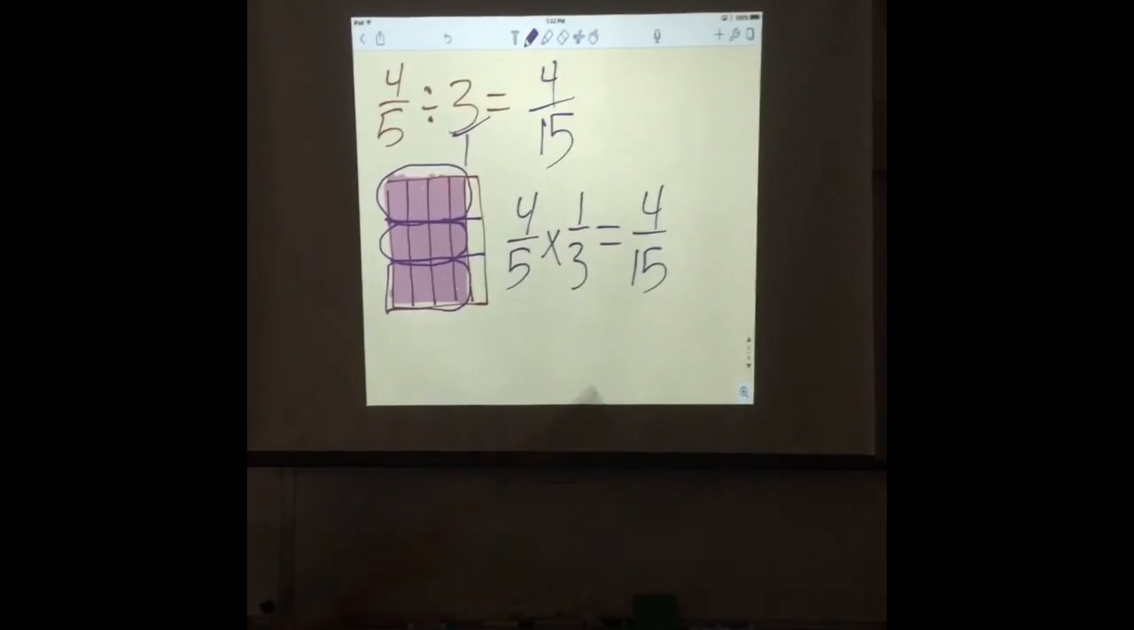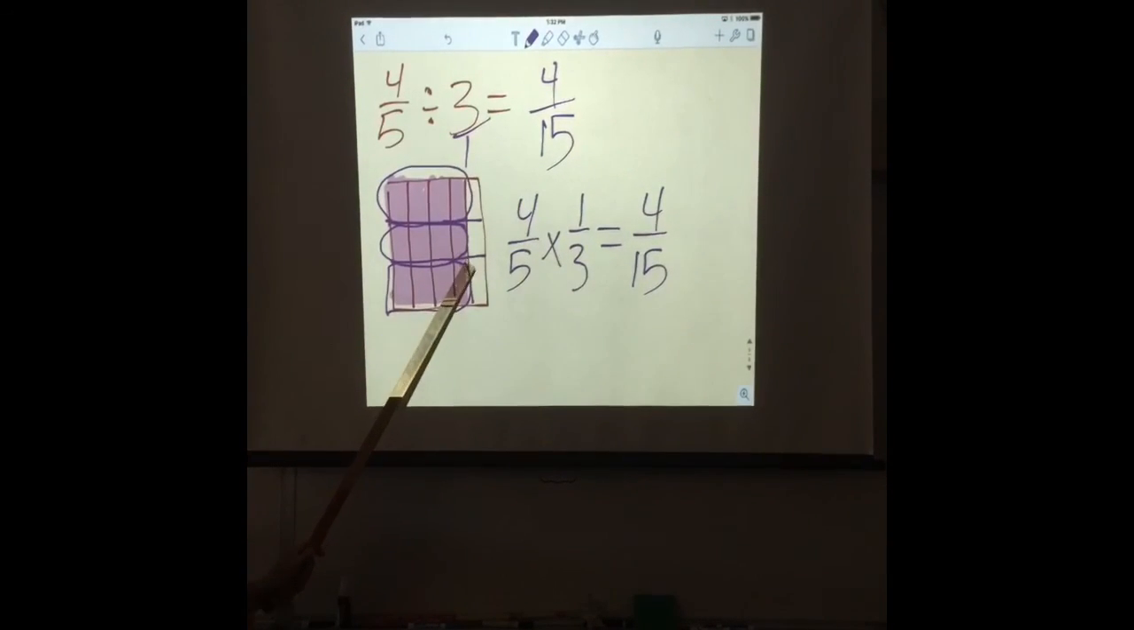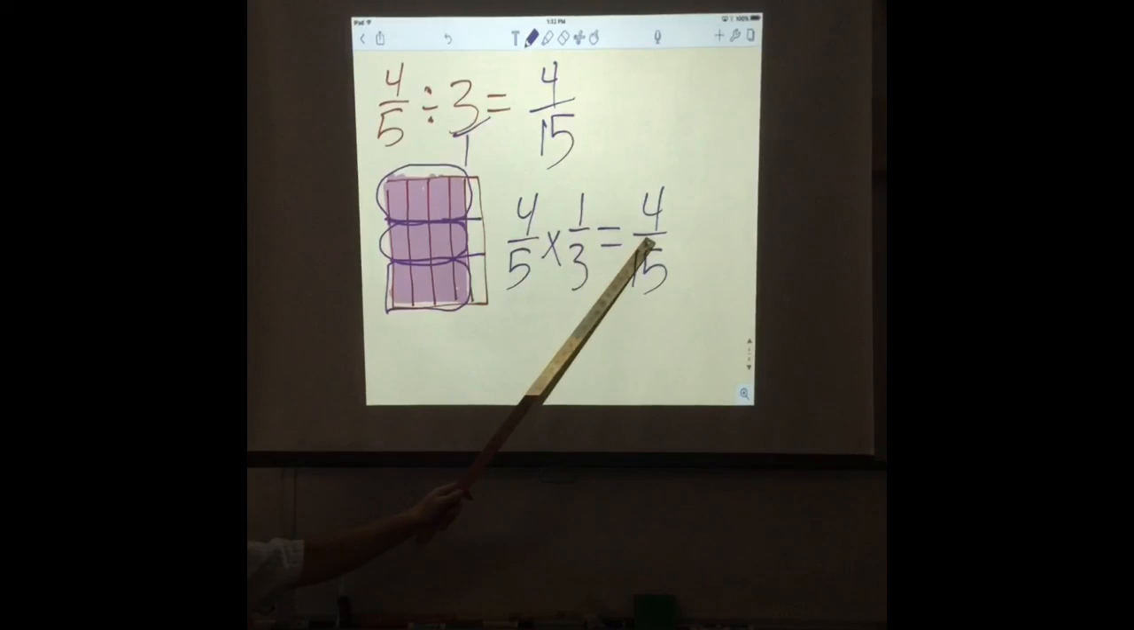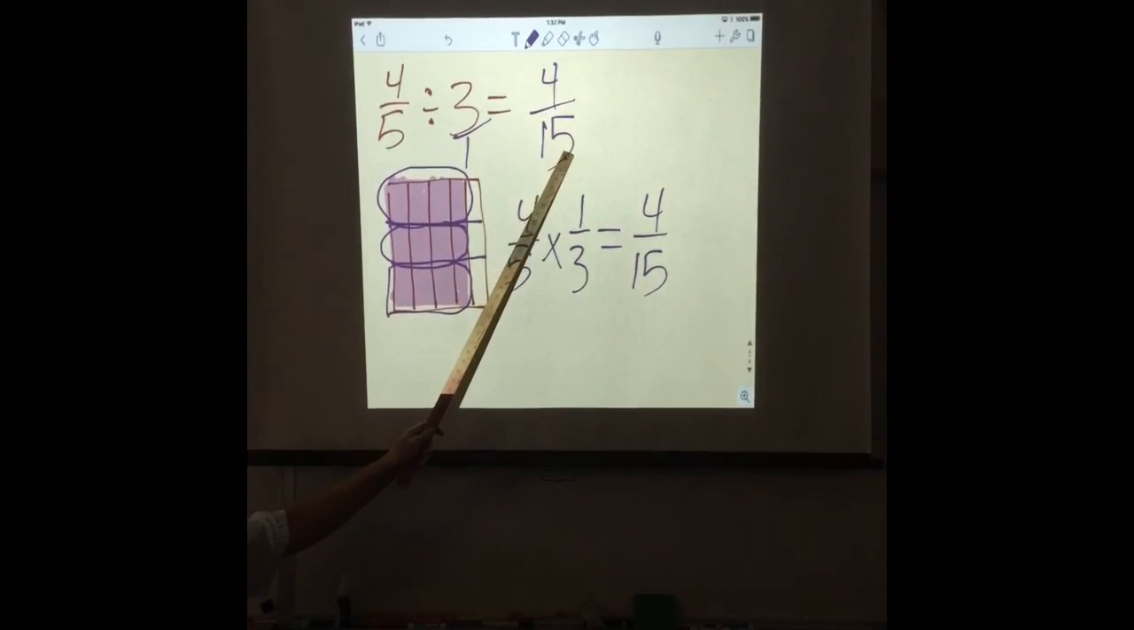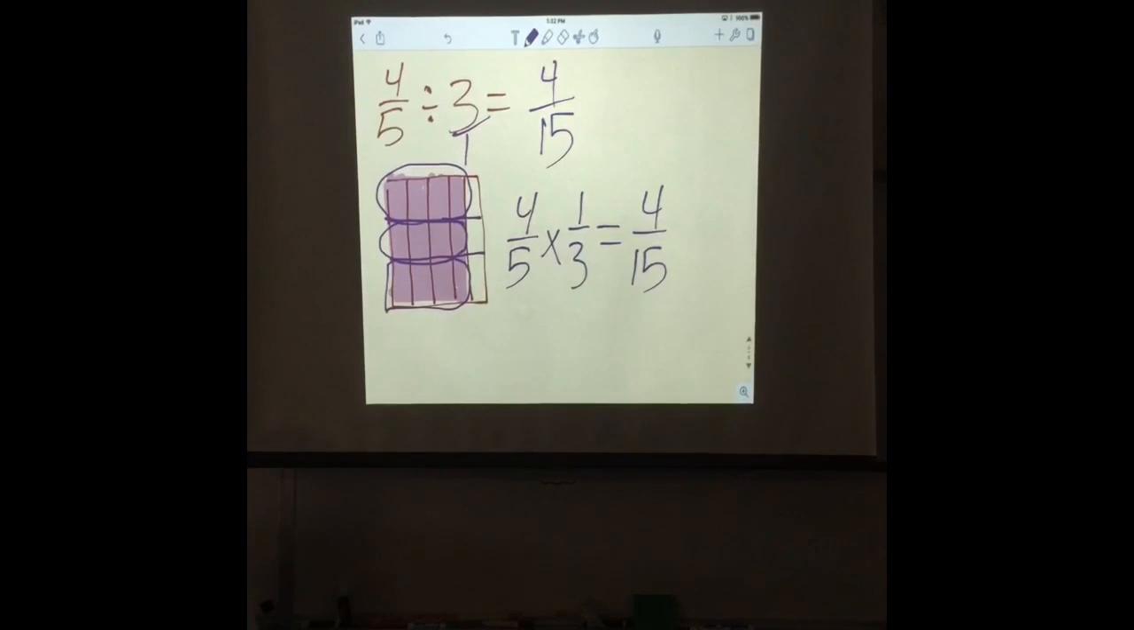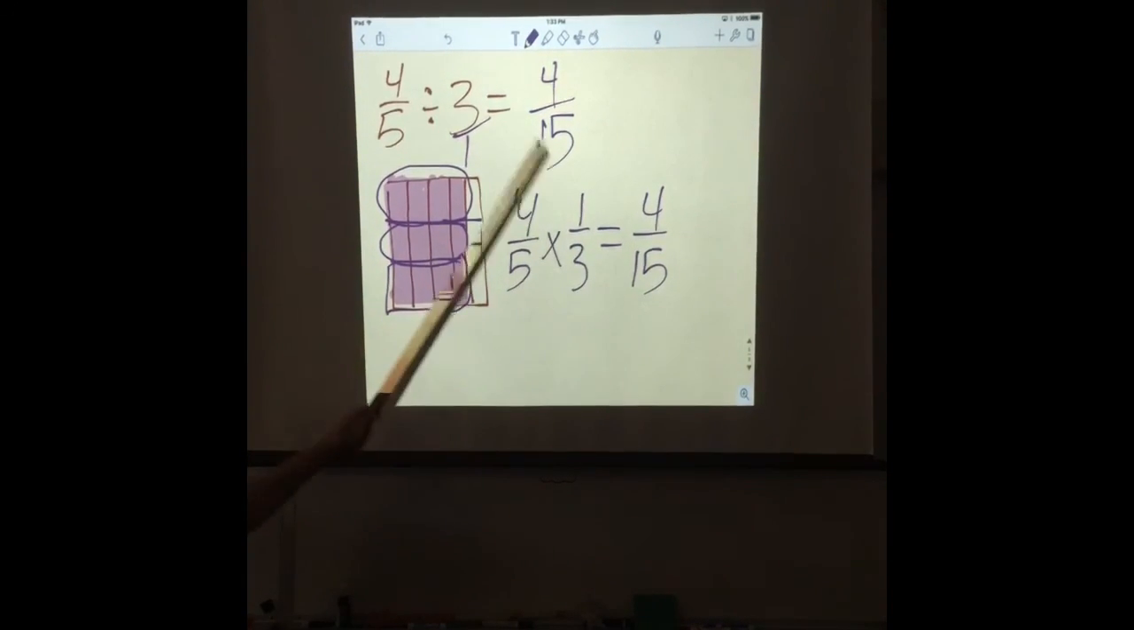Okay. Now, do I have 4 here? 1, 2, 3. Oh, I don't. Do I? No. So this won't reduce. That's what that's telling you. You can't make it any smaller than this. Does that make sense? Yes. Because if we looked at our multiplication chart, we wouldn't see a 4 and a 15 on the same row or the same column. That's why we can't reduce it.